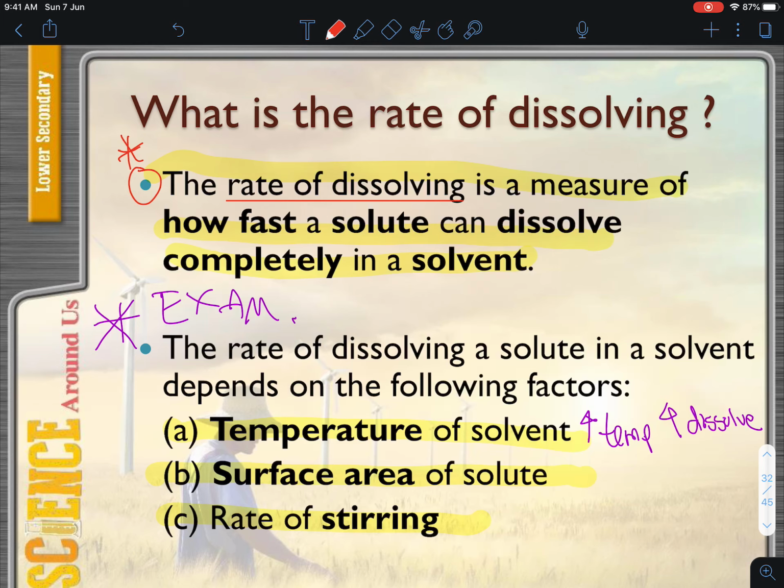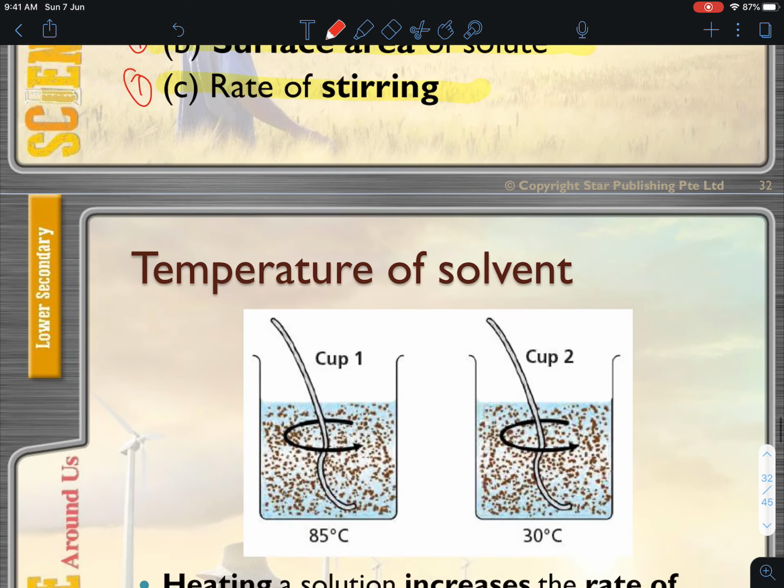In exams you will also be asked what are the factors that can affect the rate of dissolving, and this could get 1 mark each. Not only that, but you will also be able to explain how, like just now how I explained. So in comparison with two different substances, you must be able to explain as well.